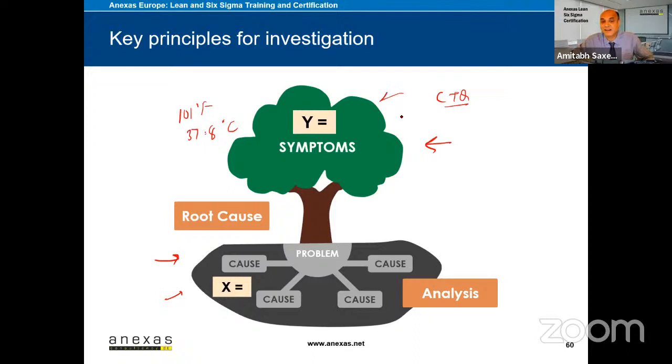But he doesn't try to work on the Y. He doesn't just try to reduce the body temperature. He doesn't tell me to sit in the refrigerator for some time and come out and reduce the temperature. He doesn't do that. He actually collects the data and finds the root cause. He takes a blood test, an X-ray, etc. And then he finds the root cause and gives the medicine for the root cause.